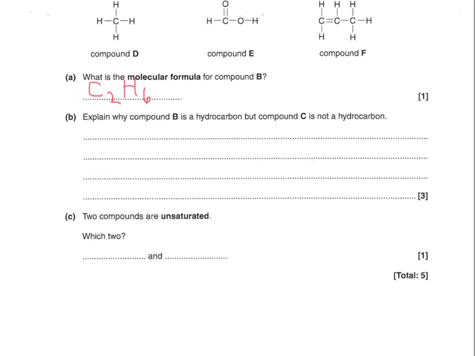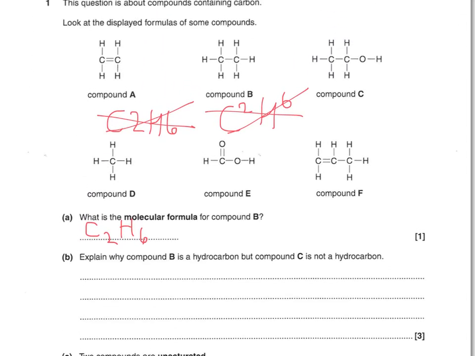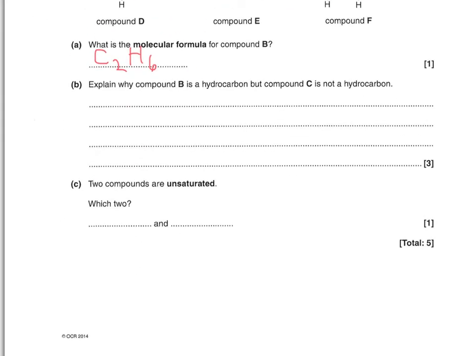2 compounds are unsaturated. Which 2? So an unsaturated compound has a double bond between carbon atoms. So it's not compound E because that's between carbon and oxygen. It's compound F and compound A. So they've put compound E in there to try and confuse you.